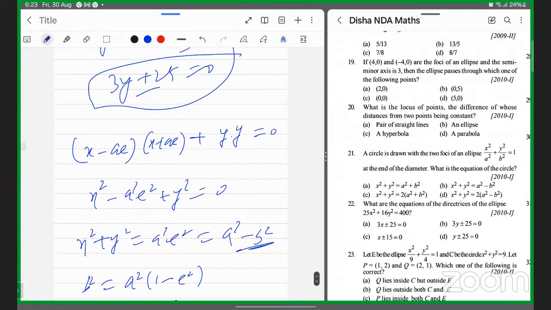These are good questions for calculation based. Now solve 20. Hurry up. Simple questions. Do it.